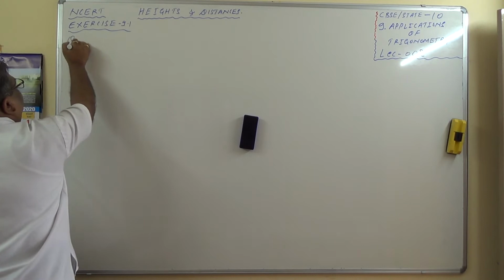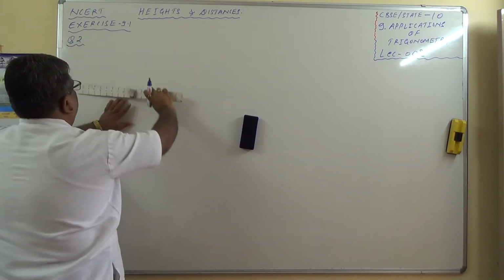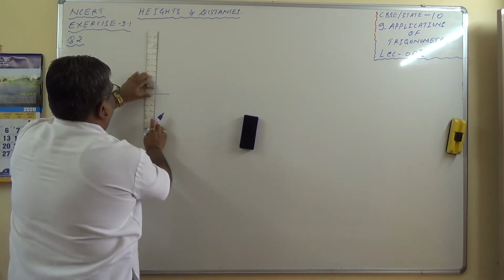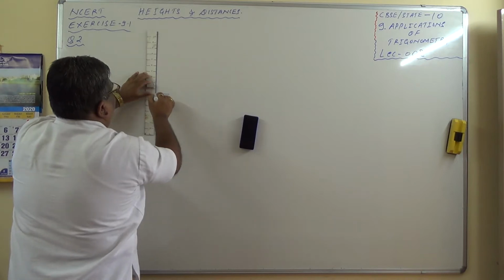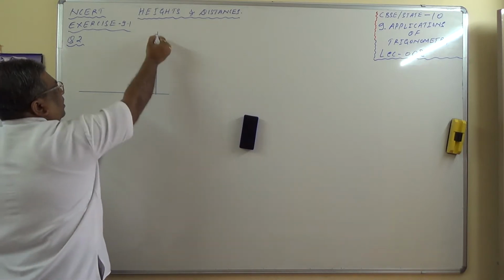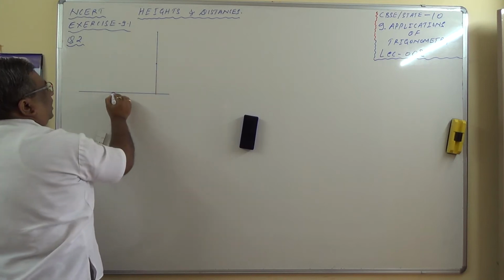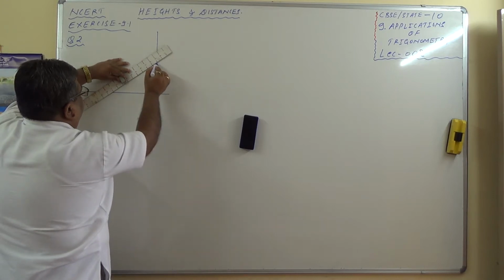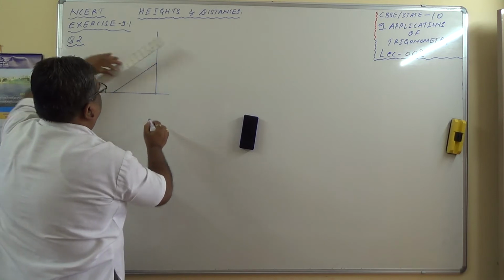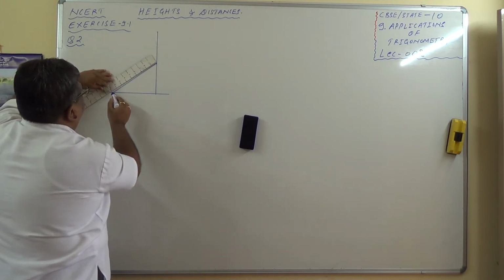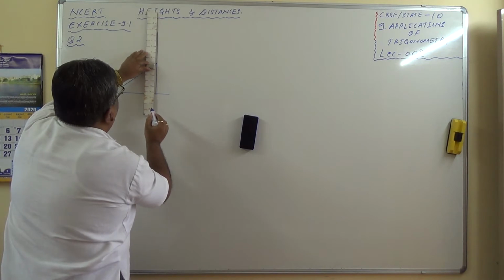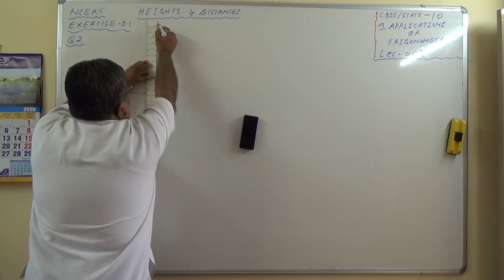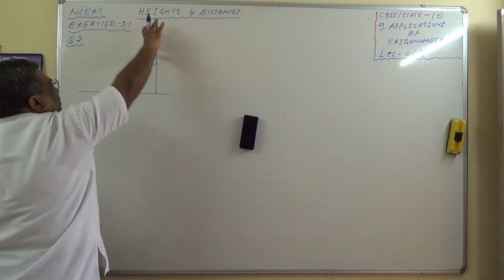So this is question number 2. Here we have a ground and there is a tree. Suppose this tree is broken at this point. So the top touches the ground something like this. Now this distance is equal to this distance.